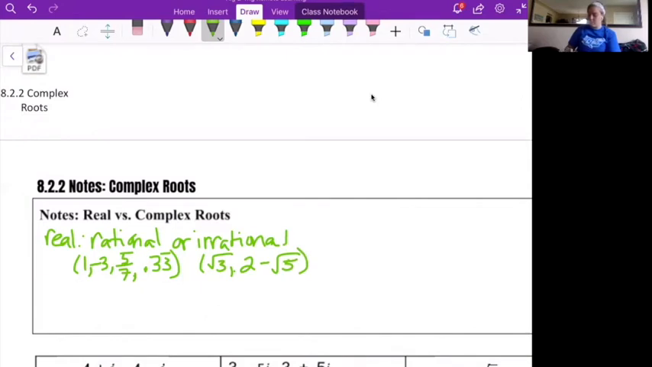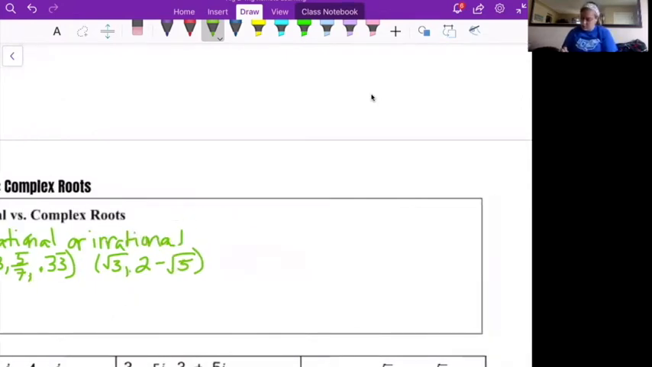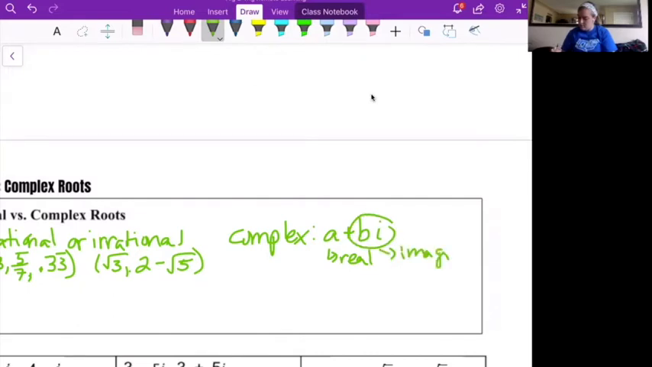But our complex roots are going to take the form of a plus bi, again, where this is real, and then this is our imaginary part. And so this b value could be an integer, it could be a rational number, it could be an irrational number, but it's a number and then with an i.